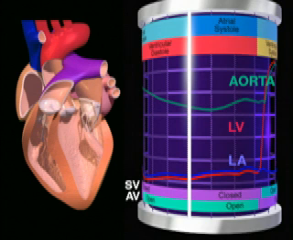Chamber pressures and volumes can be shown on a graph. Here, the red line traces the pressure inside the left ventricle. The green line shows pressure in the aorta. And the blue line traces the pressure within the left atrium.